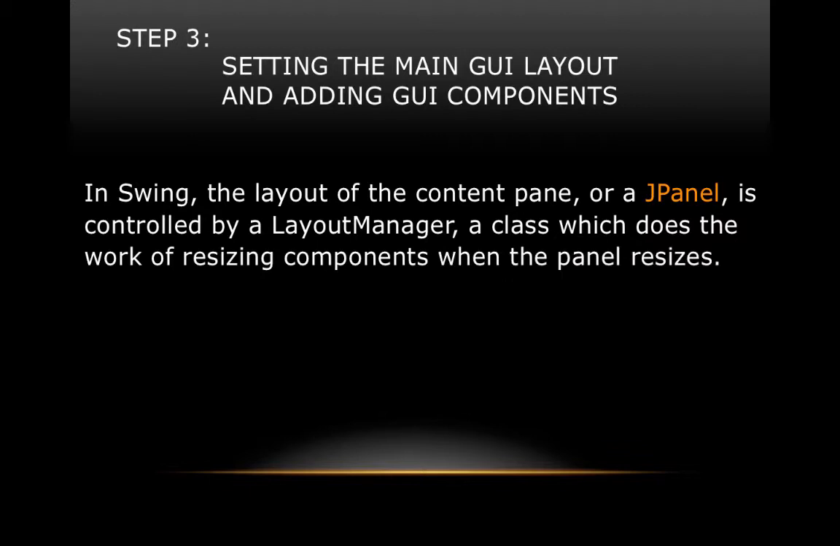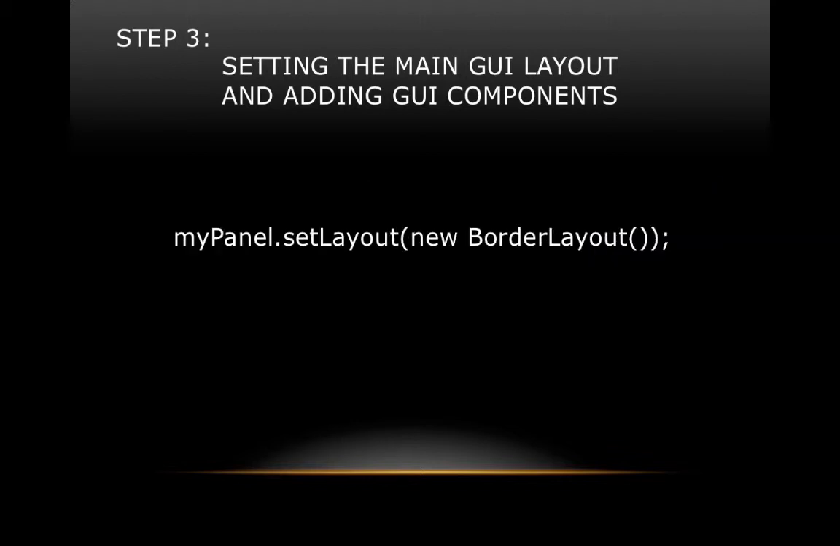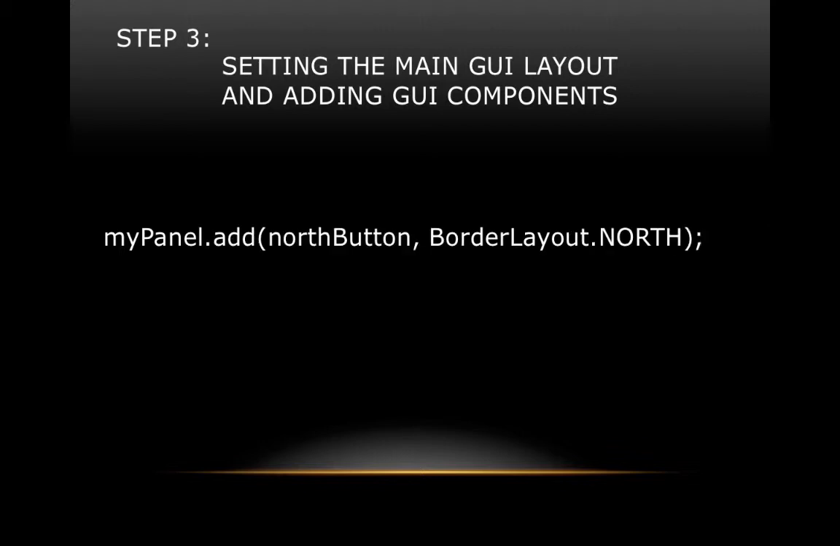In Swing, the layout of a content pane or a JPanel is controlled by a layout manager. This is a class which does the work of resizing components when the panel resizes. To set the layout of a JPanel called MyPanel, you might use the line of code shown here. The BorderLayout class uses position constants to determine where to put things. We can add a button called NorthButton to the north position of MyPanel with the code shown here.